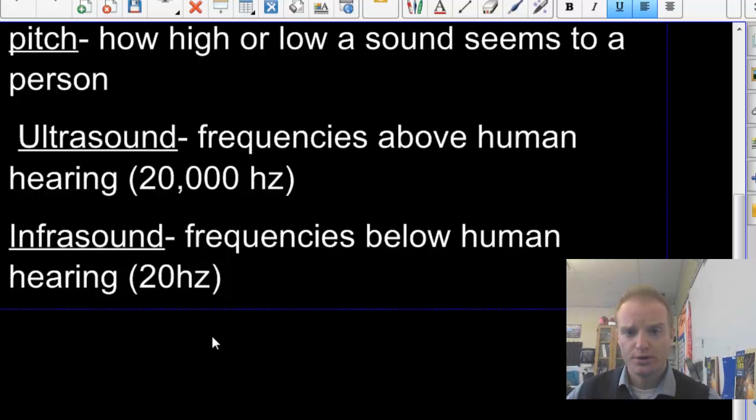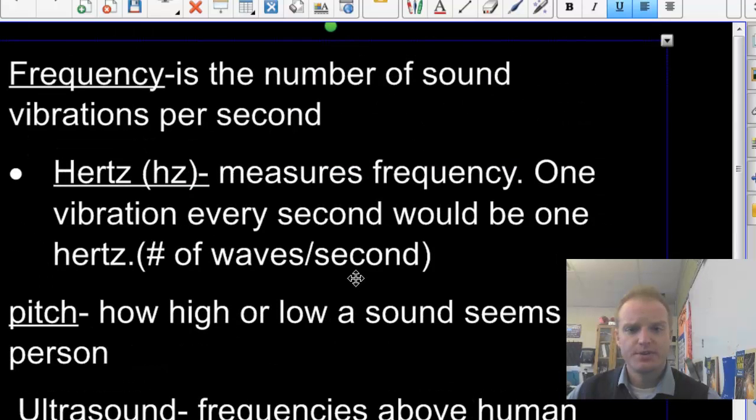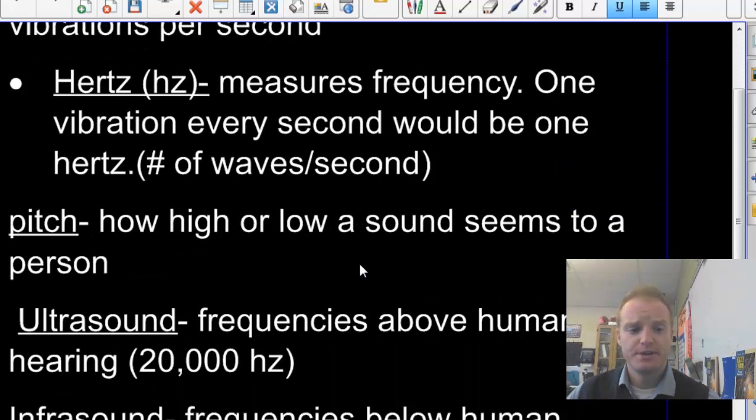So infrasound's below what humans can hear. And some animals can go below that. Think about cattle, elephants. They can hear below what we can hear. And many animals can hear above, but not so many can hear below what we can. So that's the idea of frequency, how many waves per second, and that creates the pitch.